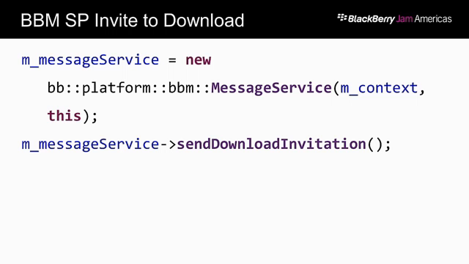So this is assuming we've already registered and we're connected to BBM, and now we want to send that invite to download. Once we've initialized that message service, we just call one method, send download invitation, and the APIs take care of the rest. So those screens that you saw in Nick's slides that brought up the contact picker and where you type in the message to invite to download, that's all taken care of for you. So you just call that one method, and it's going to kick off that process.